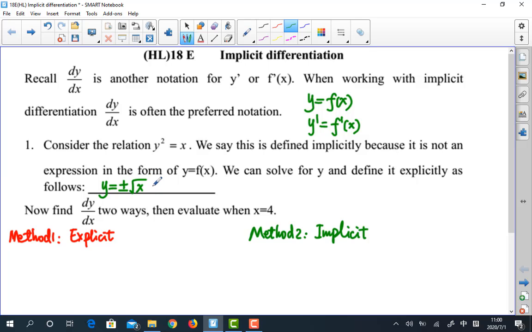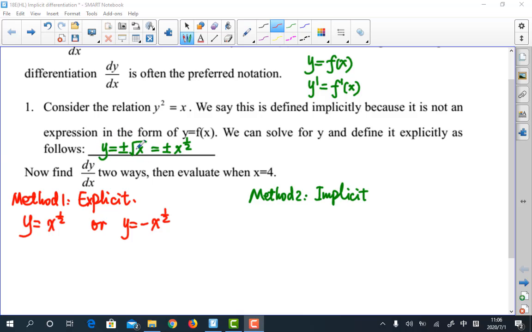of x. Square root of x can be turned into a power form, which is positive negative x to the power 1/2 equals y. After we rewrite y equals positive negative x to the power 1/2 explicitly, we can find dy over dx when x equals 4 using the differentiation rules we introduced before. So for y equals x to the power 1/2, its derivative should be 1/2 x to the power of negative 1/2, which also can be written as 1 over 2 root x.